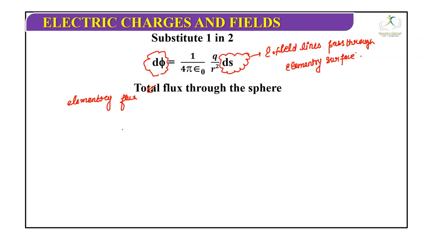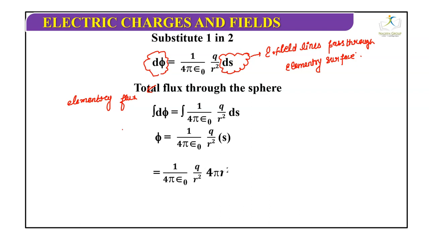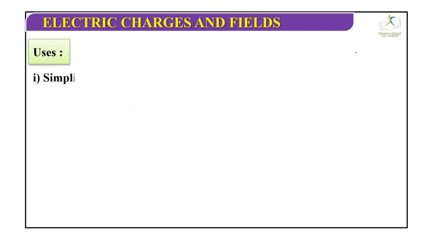For the total flux, what we do is just integrate this term. Integration of d phi is equal to integration of 1 by 4 pi epsilon naught times q by r squared dS. We know that integration of dS will give S, and integration of d phi will give phi. So phi is 1 by 4 pi epsilon naught times q by r squared times S. Now the surface area of a sphere is 4 pi r squared. So the 4 pi cancel each other, and the r squared also. The result we get is phi is equal to q by epsilon naught.